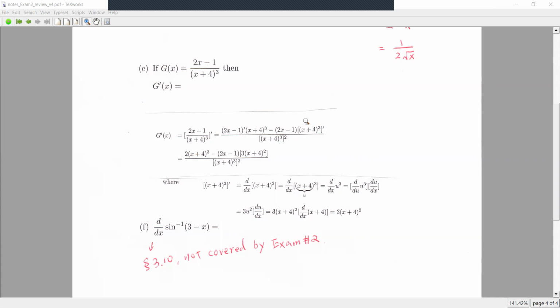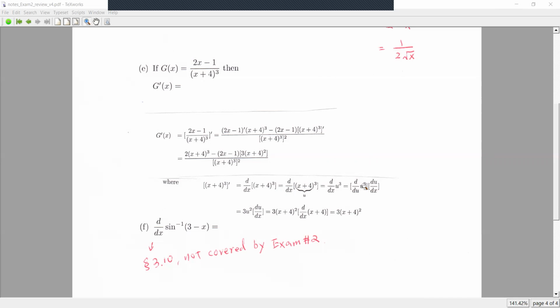To compute this derivative, I need the chain rule. I simplify the function by introducing a u. I let u be x plus 4. Then x plus 4 to the third, this function becomes u to the third. Now apply the chain rule to this derivative. Write this derivative as the product of these two derivatives by inserting du to the bottom and du to the top.